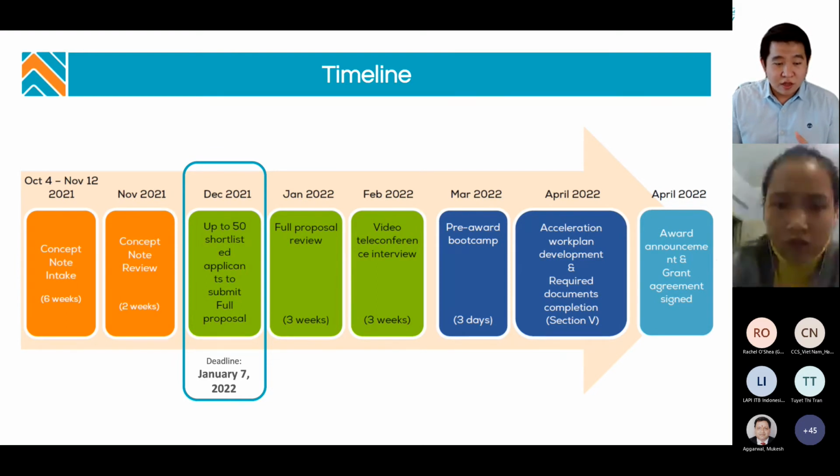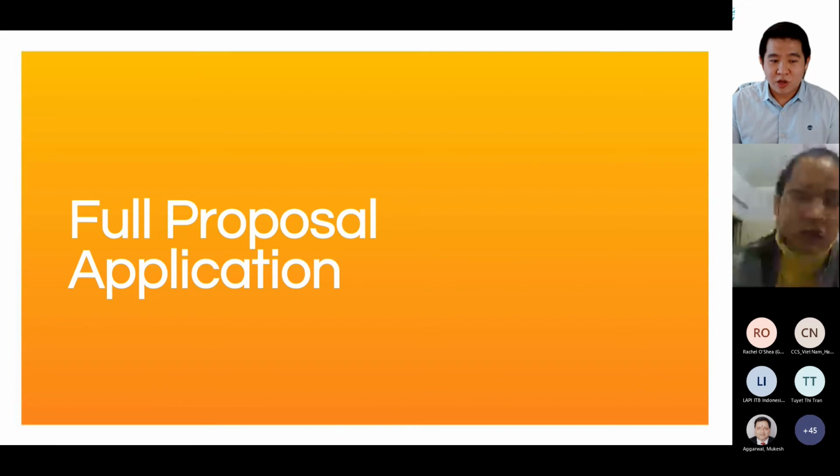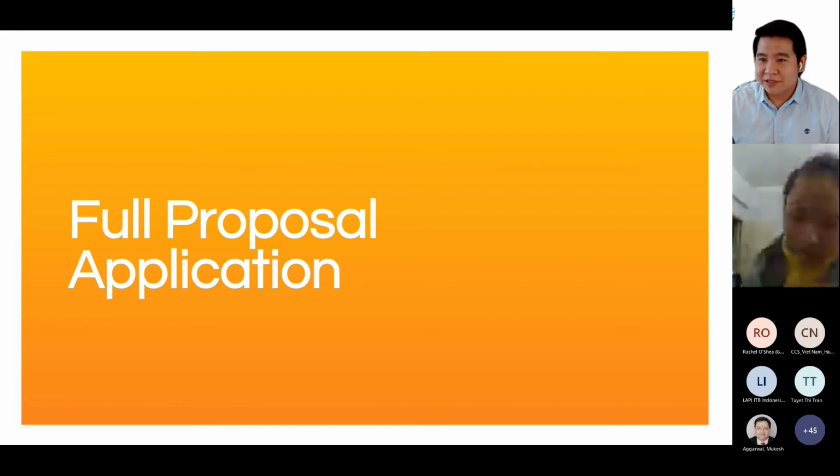And I would love to give the floor to Sashmita, who is leading the technical assistance and also serving as the general advisor at the hub, to talk about the full proposal application. Sashmita, please. Thank you, Wes.